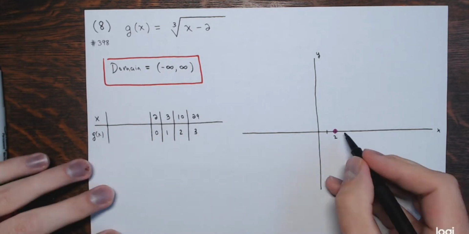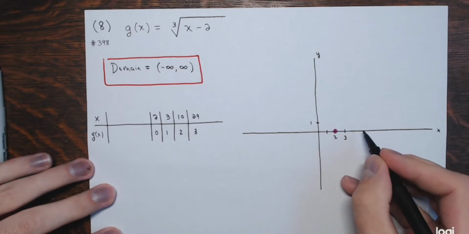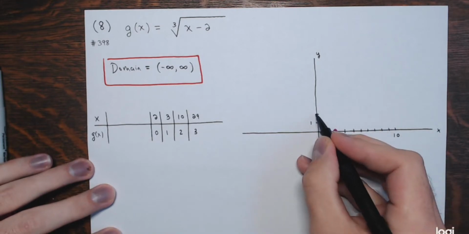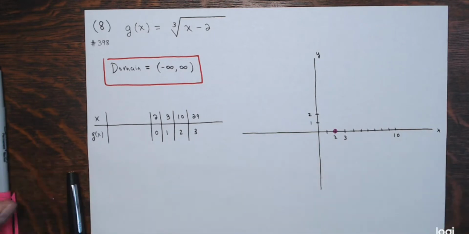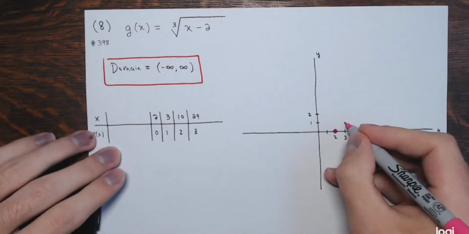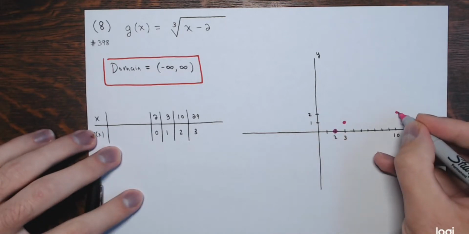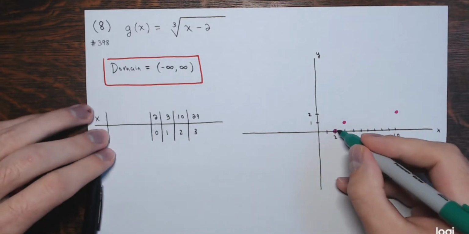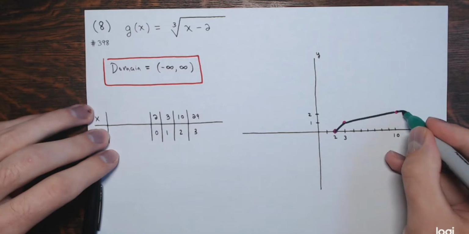So we have input 3, output 1, and input 10, output 2. And again, I'm not going to go out to 29 here. So 3, 1, 10, 2, and the graph will look like this to the right of the point 2, 0. It'll just be increasing like this, going up forever.